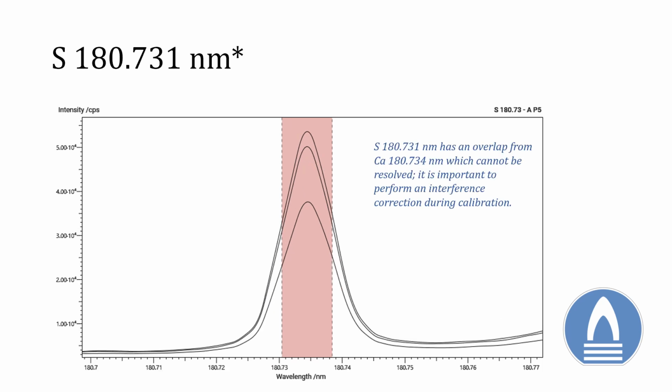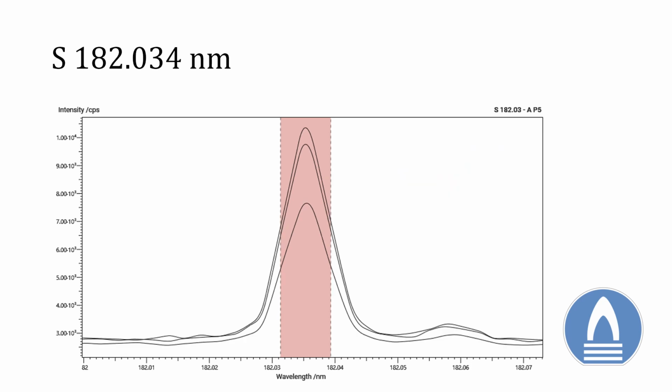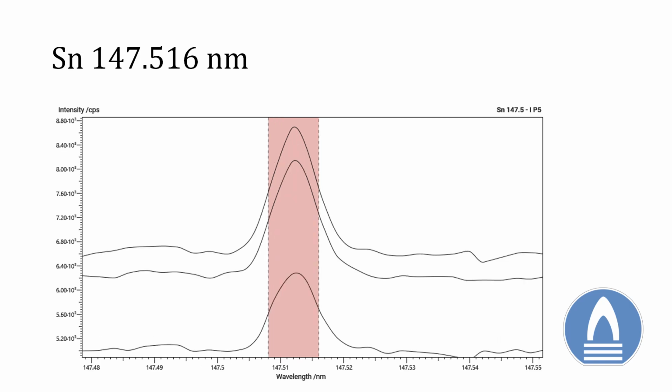Sulfur 180 nanometers. This line has an overlap from calcium 180, which cannot be resolved, and it's important to do an interference correction after calibration. But sulfur 182 is free from that interference, and that was probably the preferred line.